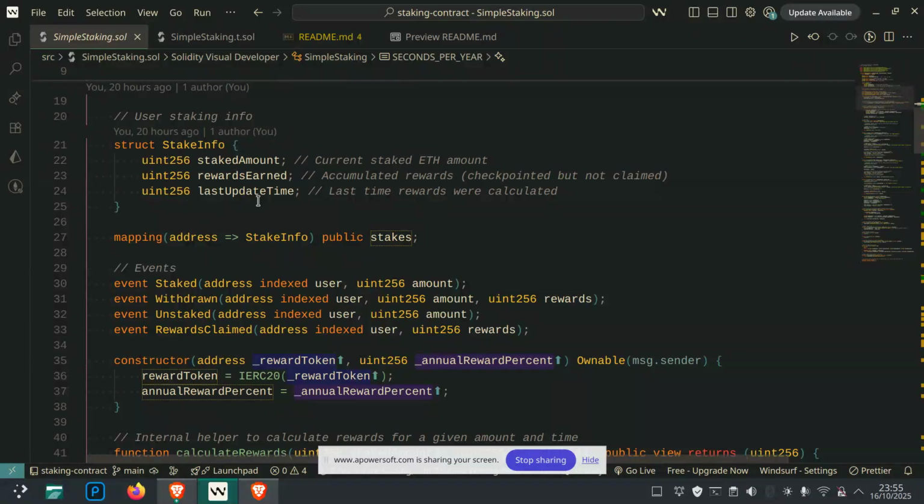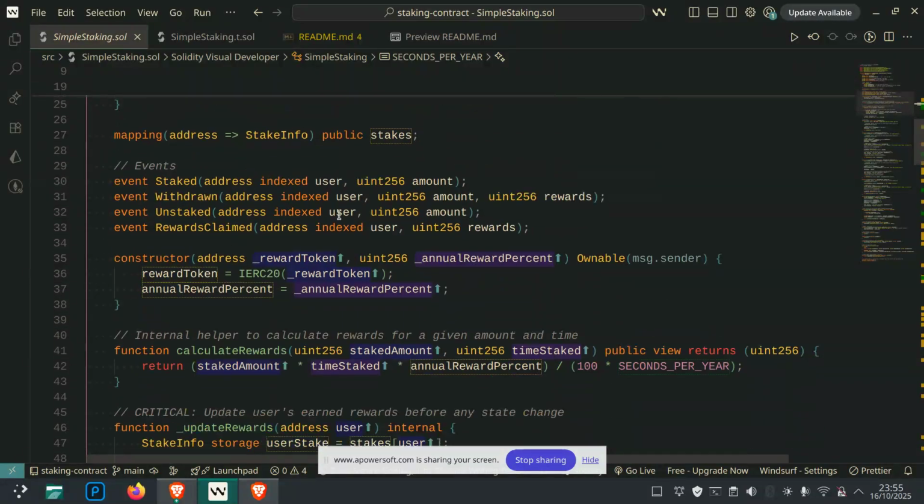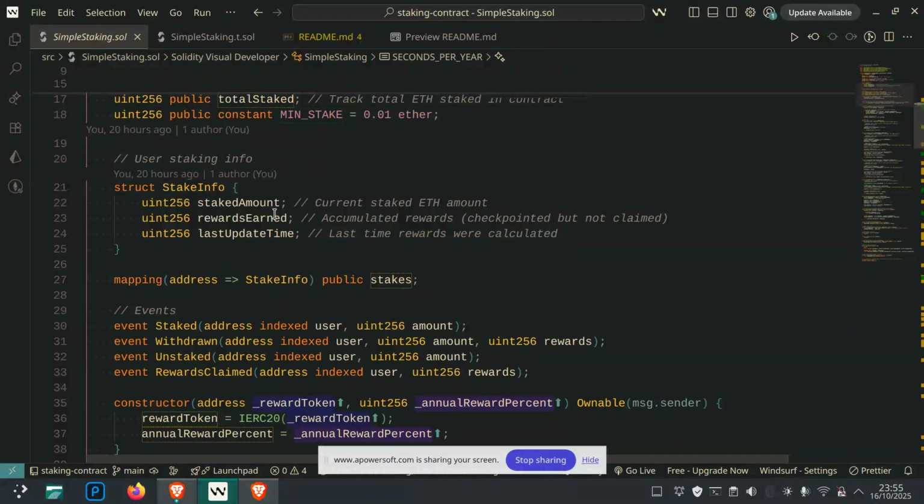We have the staked amount, because we have to follow what the user is doing. And so we have the stake amount, rewards earned, last update time, which we will see, and we have events. We have our stakes mapping that takes an address and shows the above stake info struct.